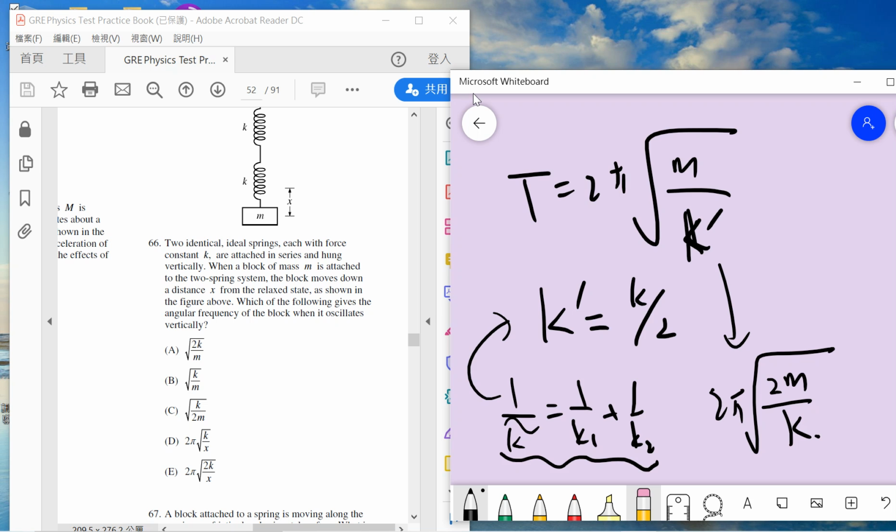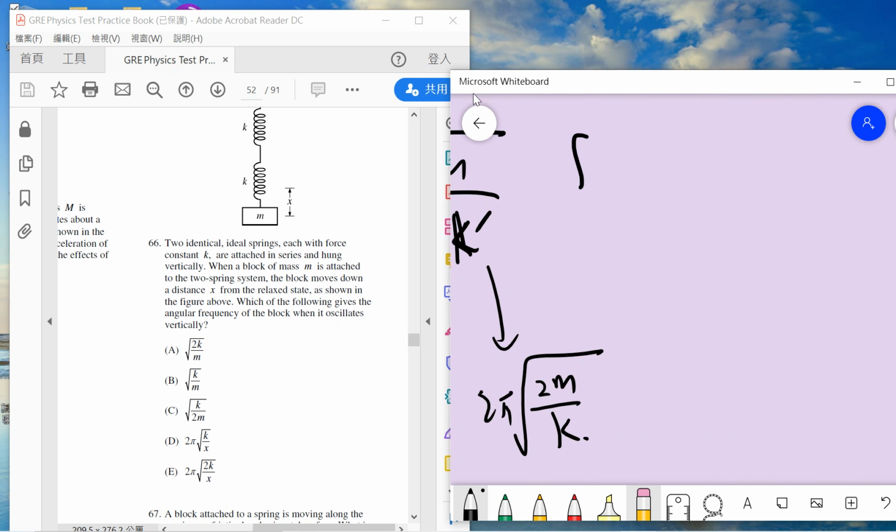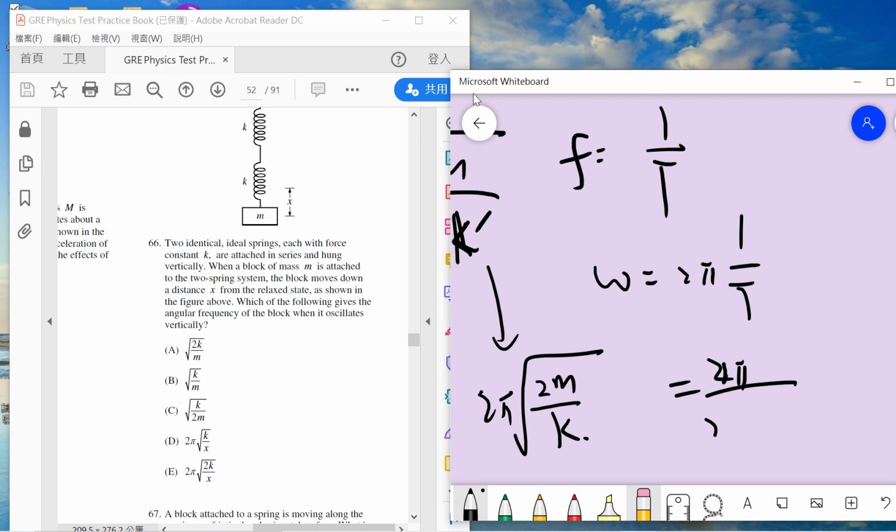But remember what is asked about is the frequency, so we need to use 1 over the period. Actually, he asked about angular frequency. So let me show: frequency is 1 over T, and angular frequency is 2 pi times 1 over T. So it's the square root of 2k over m. The answer is C.